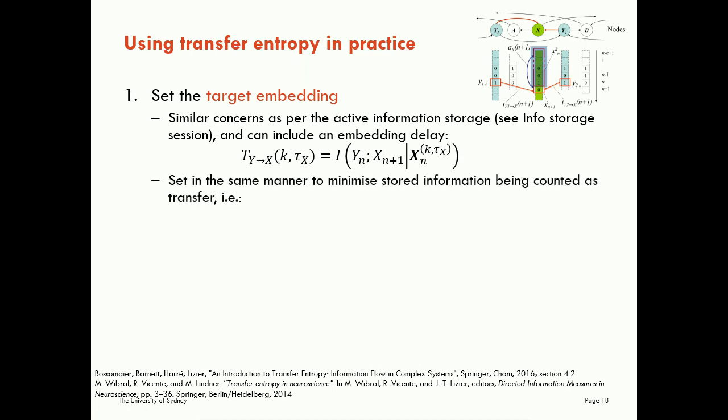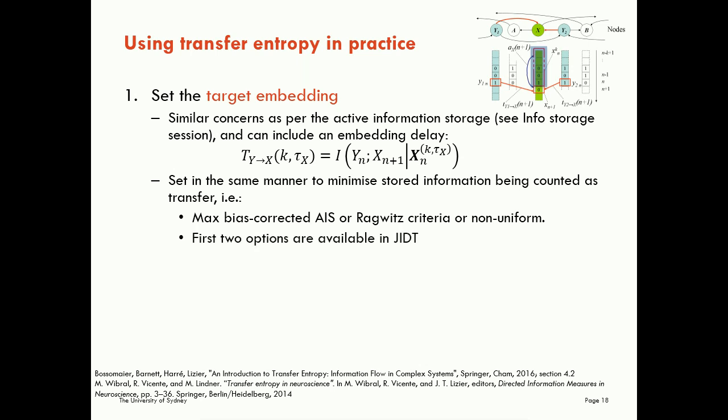In particular, what we want to do here is to minimize stored information from being counted as information transfer. And so that means we're going to try and maximize the information storage that we can reliably detect from the past. So we're going to use a bias-corrected active information storage, or the Ragwitz criteria, or the non-uniform embedding criteria that we discussed in our previous session on information storage. The first two options here, the maximum bias-corrected AIS and the Ragwitz criteria, are implemented and available in JIDT.